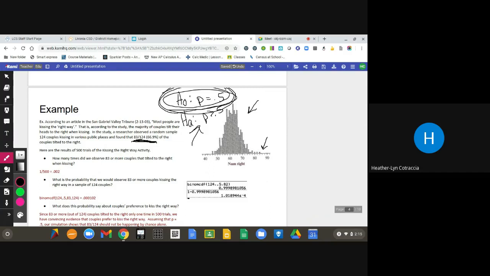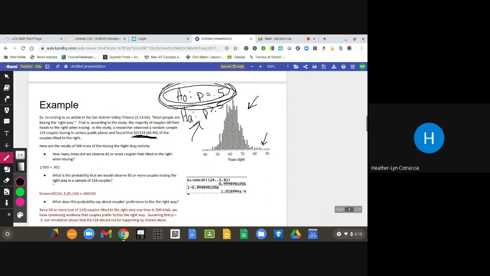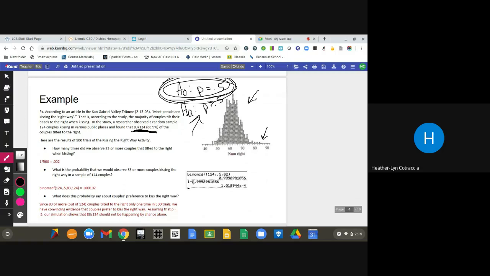Okay, I did do this as a binomial distribution too, or a binomial probability. So it says, what is the probability that we would observe 83 or more couples kissing the right way in a sample of 124 couples? Again, this is the same idea here, where we're saying assume that there's no difference. So that's that 0.5 right there. These should be labeled. 124 is your number of couples. 0.5 is your probability of success. And then 83 to 124 is that CDF thing.